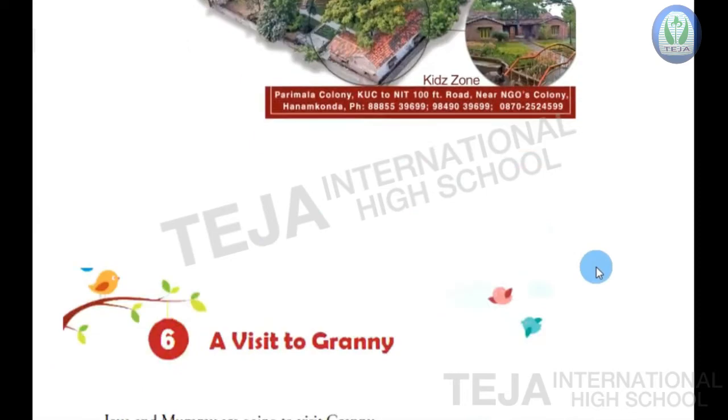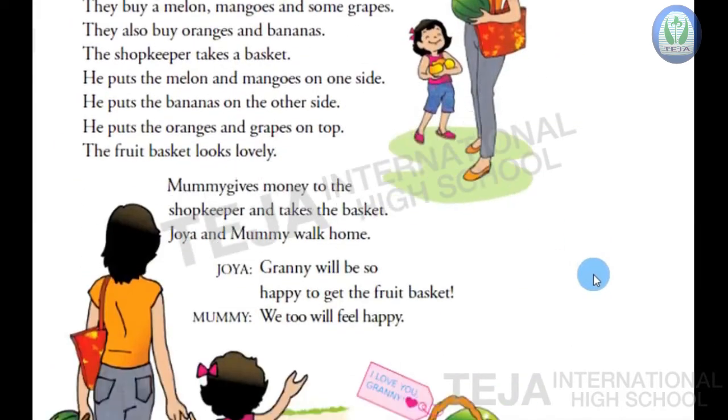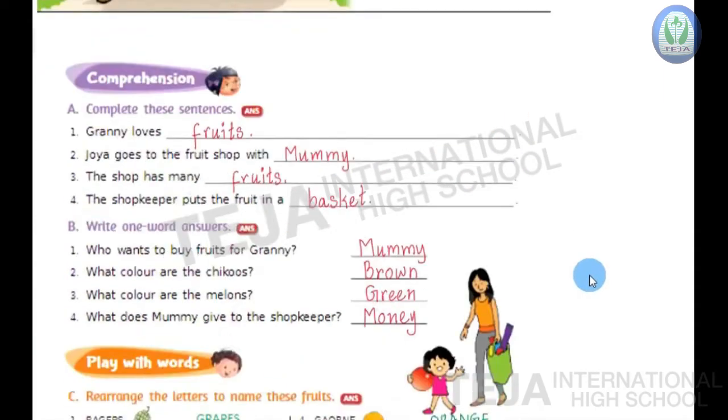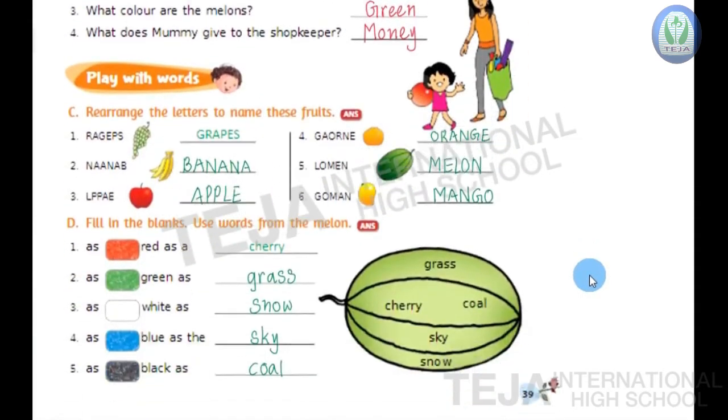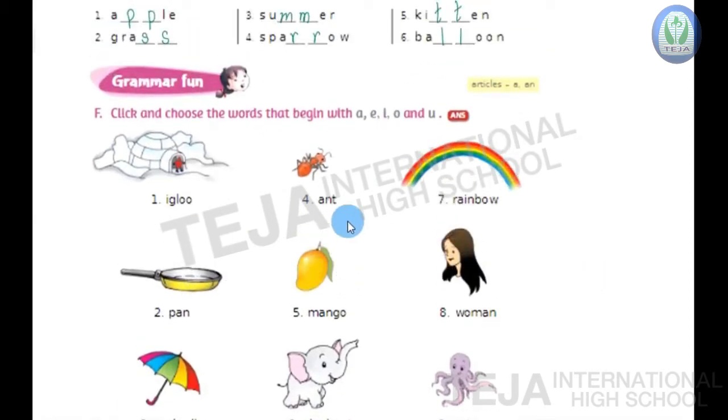Children, in our last session, we discussed lesson 6, A Visit to Granny. We discussed play with words. In today's session, children, we will discuss grammar fun. And in today's session, we are going to learn about articles a, an. We are going to learn how to use a and an.